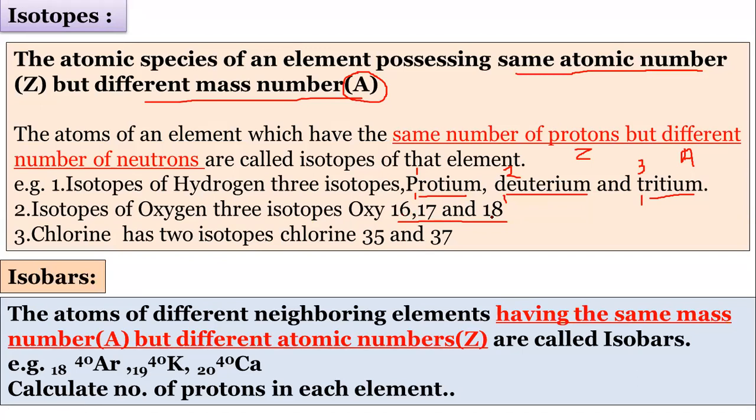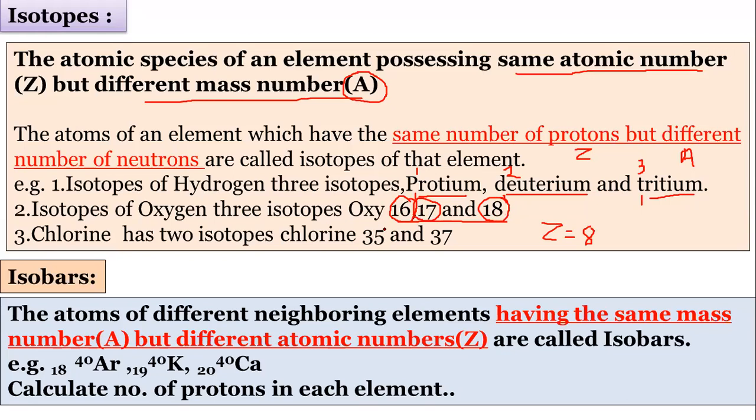16, Sir, 16. These are 16. It is a mass number. 17 also it is the mass number. 18 is also the mass number. What is the atomic number? Tell me the Z. 8. Correct. So 8, it is the atomic number of oxygen, and these 16, 17, 18, these are the mass numbers. Means the mass number is different.